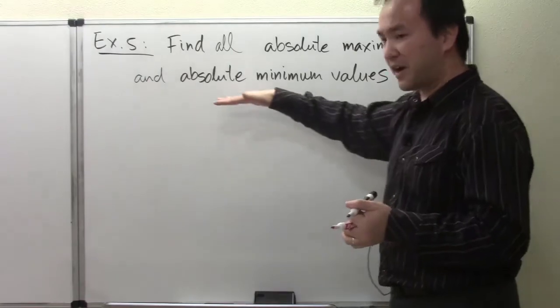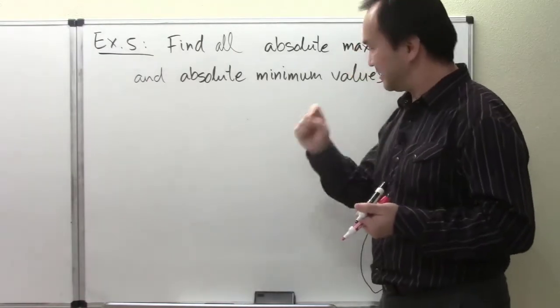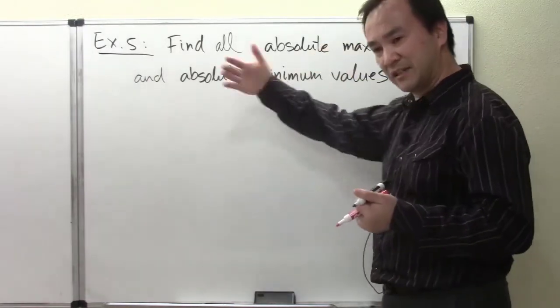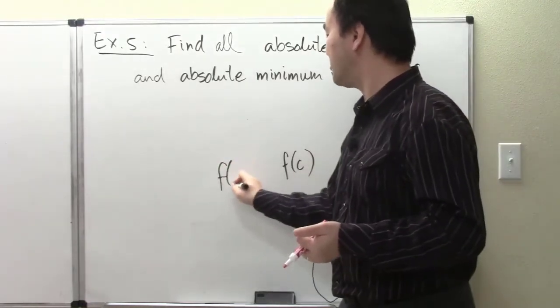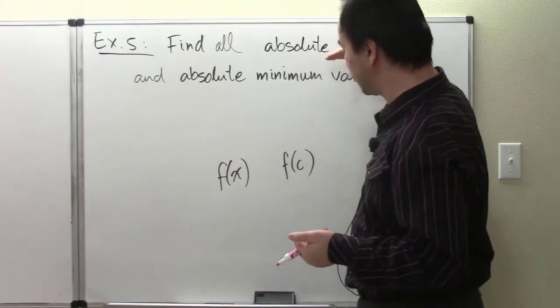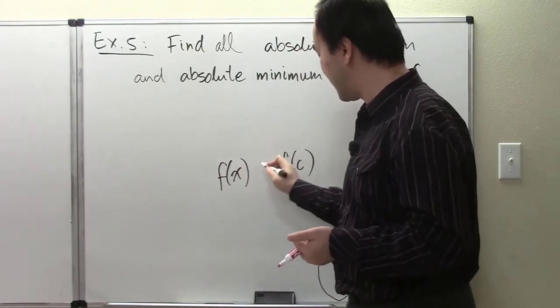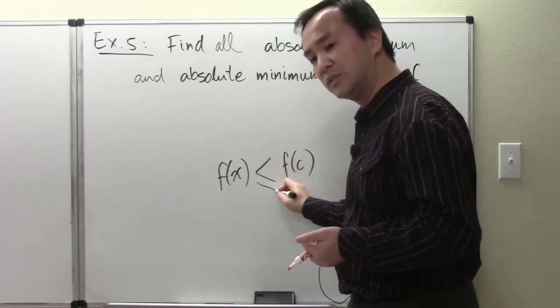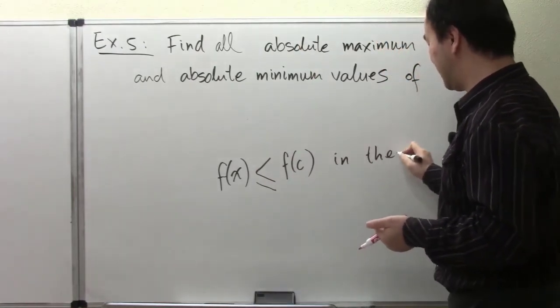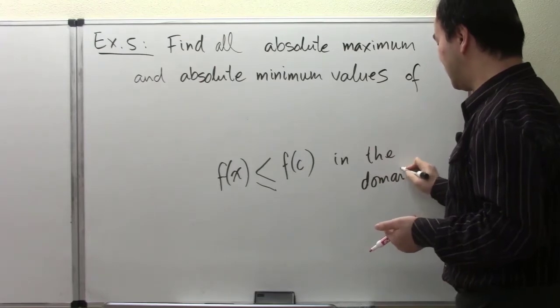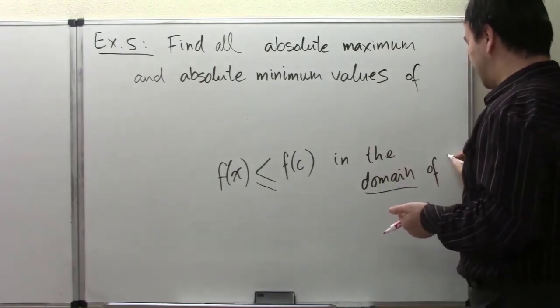So right out from the definition, if we're looking for an absolute maximum, then it's the value f of c where the function is always, if this is a maximum, then f of x in general has to be less than or equal to f of c in, this is what's dangerous right here, in the domain of f of x.